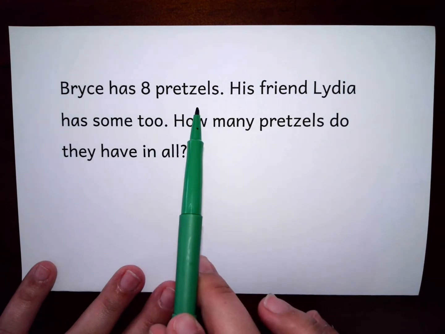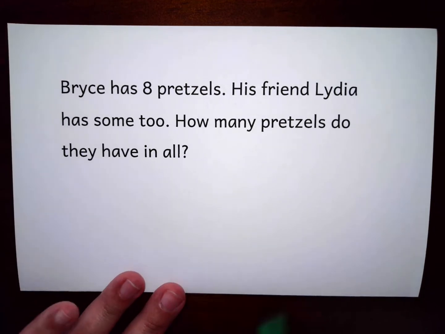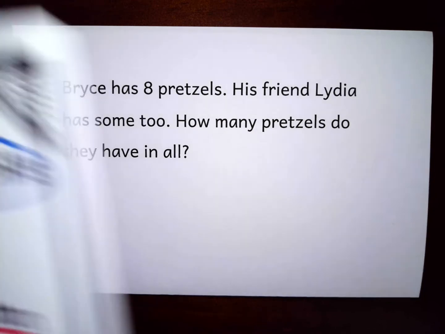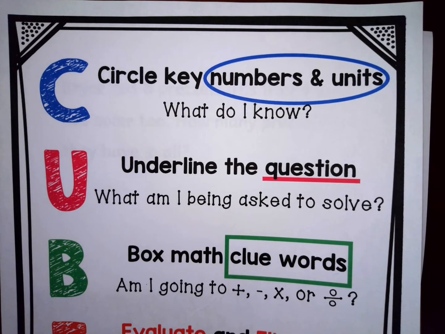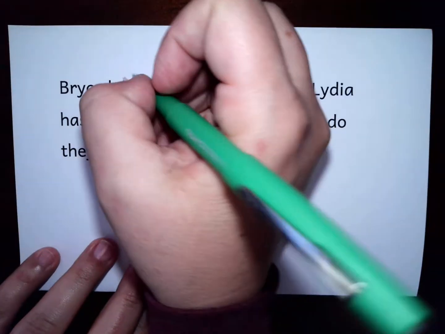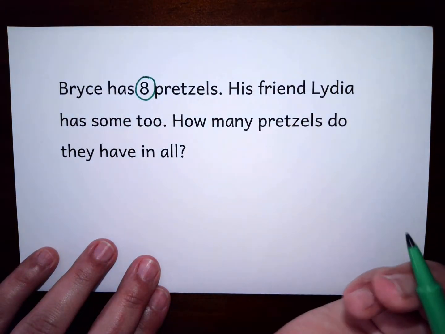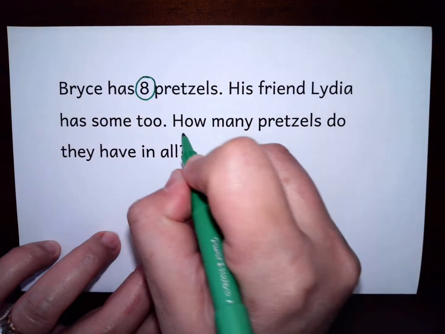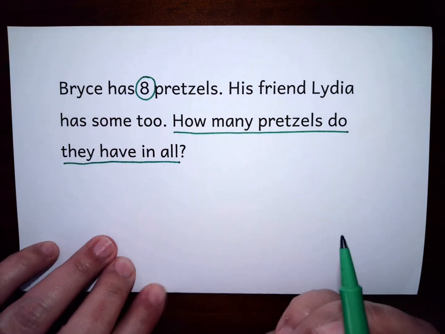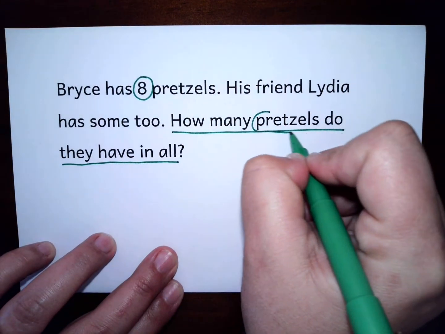Bryce has 8 pretzels. His friend Lydia has some too. How many pretzels do they have in all? So let's start by using our cubes strategy so we can better understand this problem. Remember, first we're going to circle key numbers and units and underline the question. So I see the number 8. I also see my question, which is how many pretzels do they have in all, which helps me find my label, how many. Then the next word is pretzels.